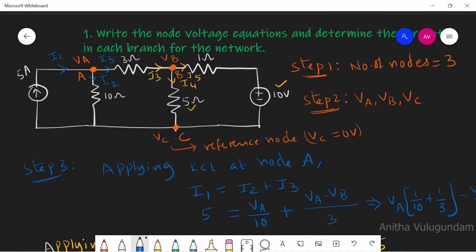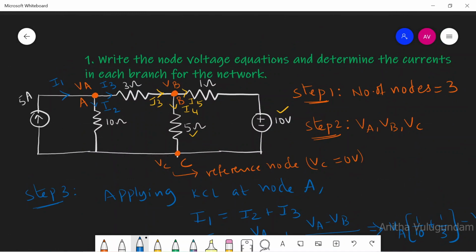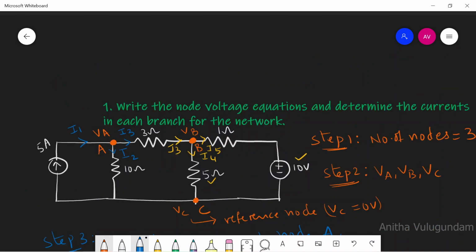Write the node voltage equations. We are done with writing, and determine the currents in each and every branch. We should find I1, I2, I3, I4 and I5. So I'll write here I1 equal to 5 amp from the figure and I2 equal to VA divided by 10. We got VA 19.85. 19.85 divided by 10, which is equal to 1.98 amperes.